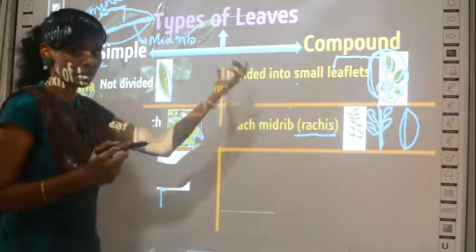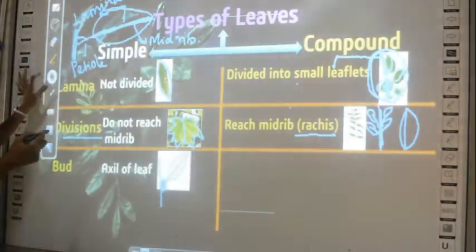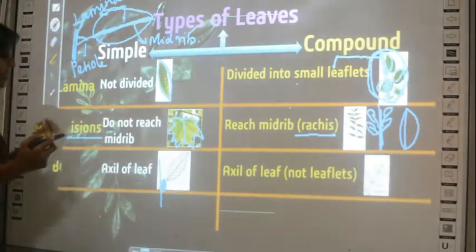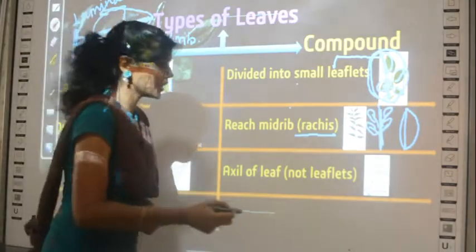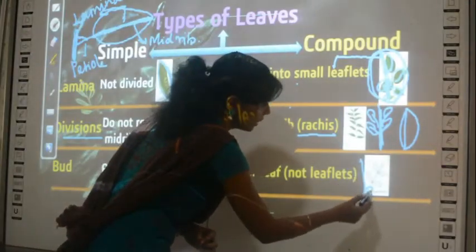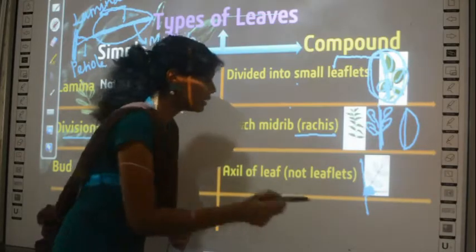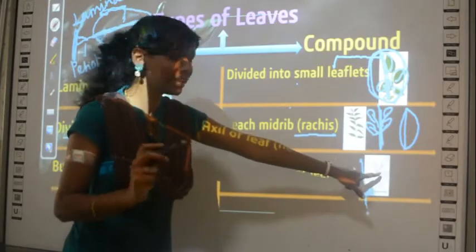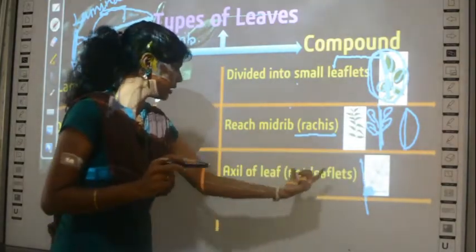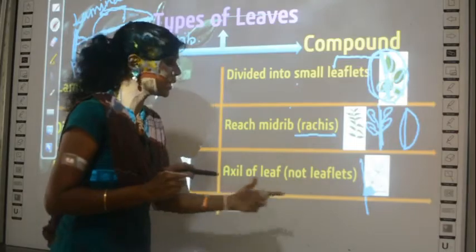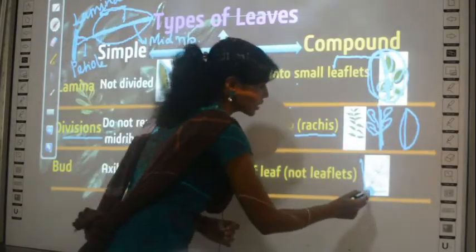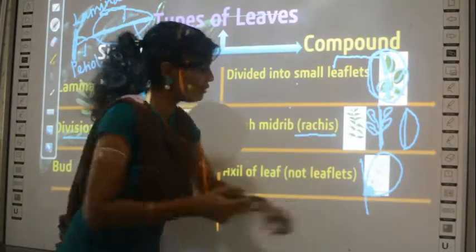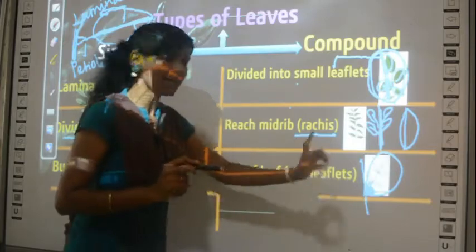But in the case of compound leaves, where will you get the bud? Again you will get it in the axil of the leaf only. What does this mean? What is the difference? I mean that here only you will get the bud. The bud will be here, but in the axils of the leaflets you will not get it. It is only in the axil of the leaf, because this is considered to be the main leaf. So only in the axil of the main leaf will you get the buds, but never in the petioles.